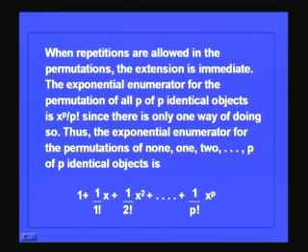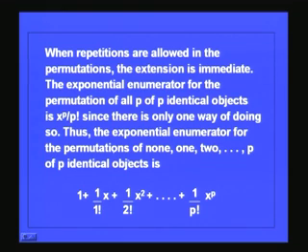So, for finding out the permutations you use the exponential enumerator. When repetitions are allowed in the permutations, we can see the extension easily. The exponential enumerator for the permutation of all p of p identical objects is x^p / p!. That is, the answer is 1. There is only one way of doing it. If you have p identical objects and you arrange them, there is only one way of doing it.